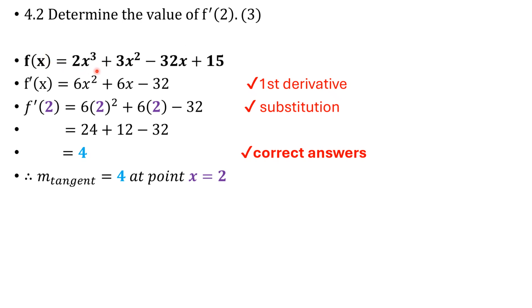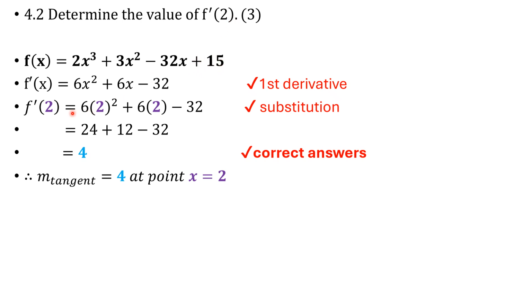So f of x, they gave me 2x cubed, sorry, 2x cubed plus 3x squared minus 32x plus 15. 3 times 2 would give me 6. 3 minus 1 gives me 2. 2 times 3 gives me 6. 2 minus 1 gives me 1. 1 times negative 32, negative 32. x falls away and 15 becomes 0.